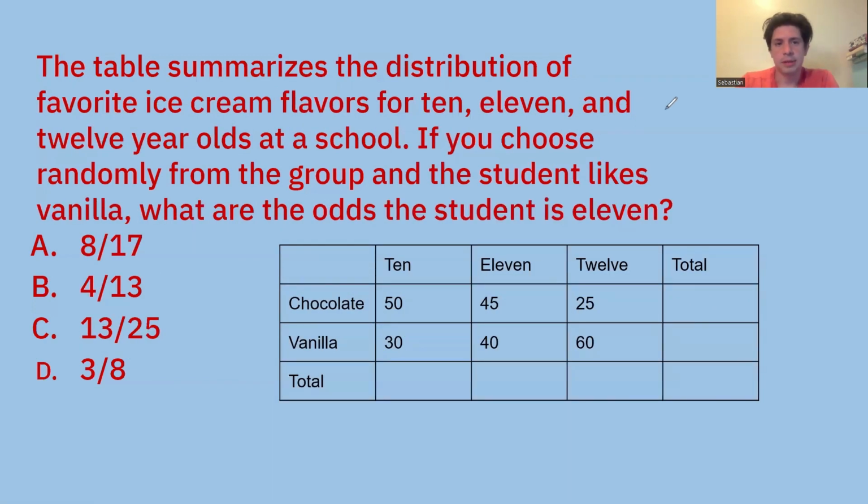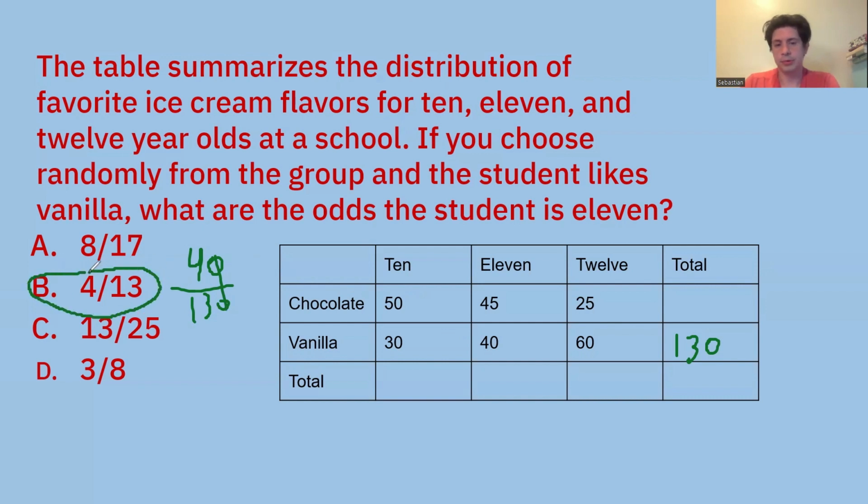All right, so now we're on the last one. The table summarizes the distribution of favorite ice cream flavors for 10, 11, and 12-year-olds at a school. If you choose randomly from the group and the student likes vanilla, what are the odds the student is 11? Okay, so now we're going to the vanilla, right? That's going to be the denominator because we know the student likes vanilla. 30 plus 40 plus 60, again, is going to get you 130. So what are the odds the student is 11? So it's 11. So we're going to do 40 out of 130, right? Cancel out the zeros and we get 4 out of 13, right?